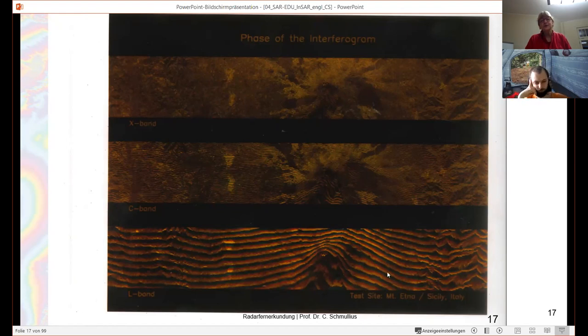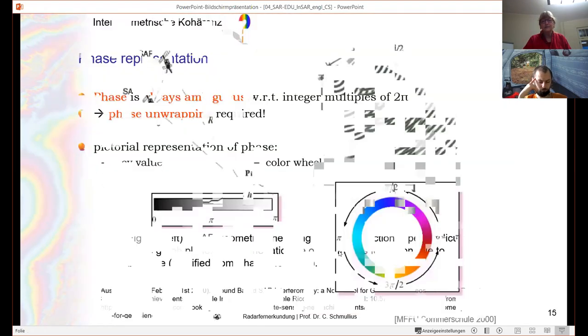I'm showing this to you because now you see that interferogram. It's best seen here at the L-band. And again, you see that the distance of our fringes is dependent on the wavelength. It's smaller with a shorter wavelength. The difference here is very visible, because this is 3 centimeter wavelength, 5 centimeter wavelength, 23. So the difference is very well visible. Here you see actually the nicest example of what we have been learning.